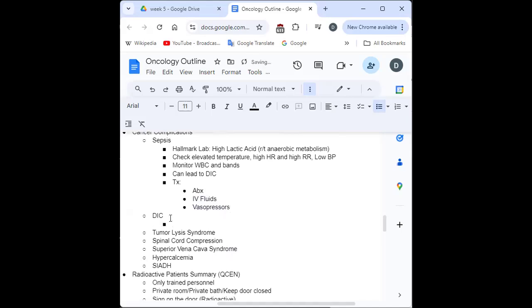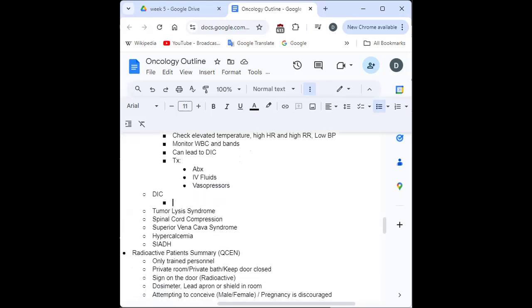So what about DIC? DIC is something that can come from sepsis. Sepsis is basically your body having a huge inflammatory response, releasing all of the troops out. If your body's releasing all of your possible reactions, clotting and inflammatory stuff, eventually you have DIC because your body is using up all of your clotting factors. So what would you put as hallmark labs for DIC?